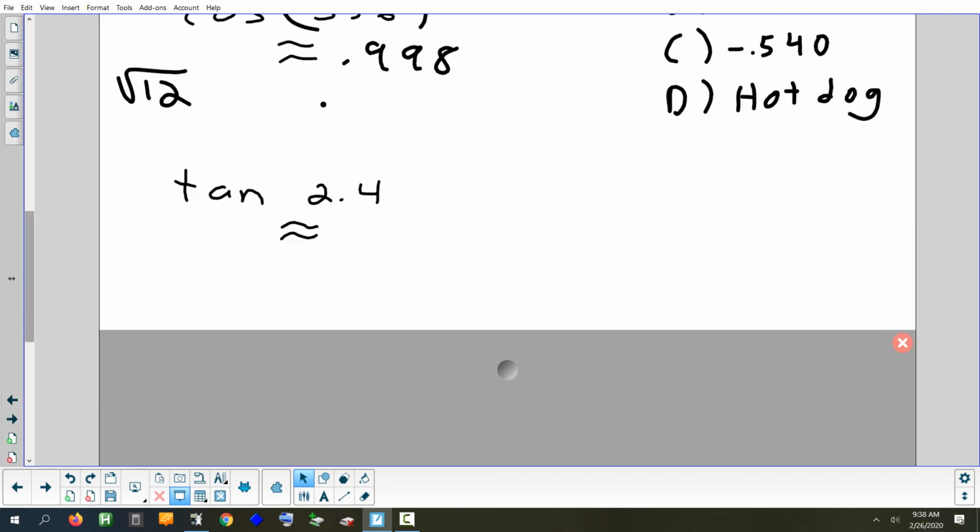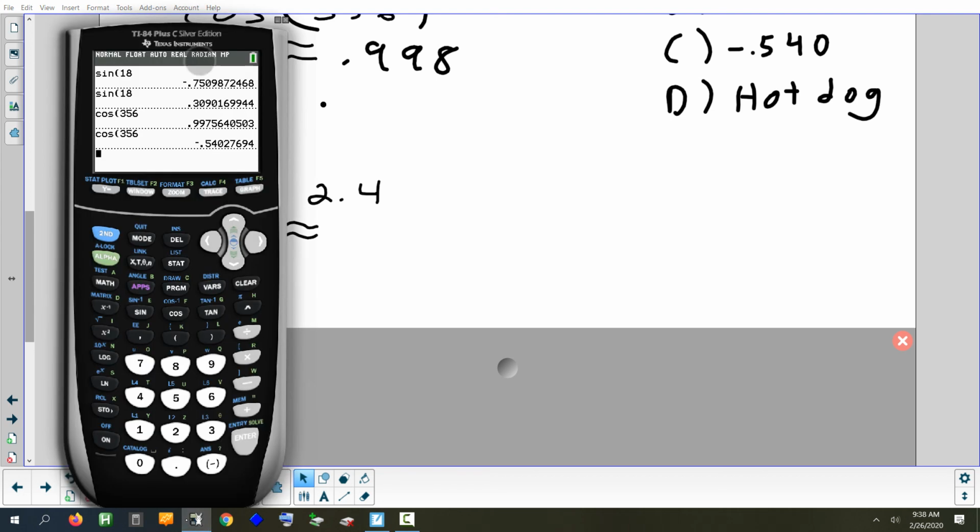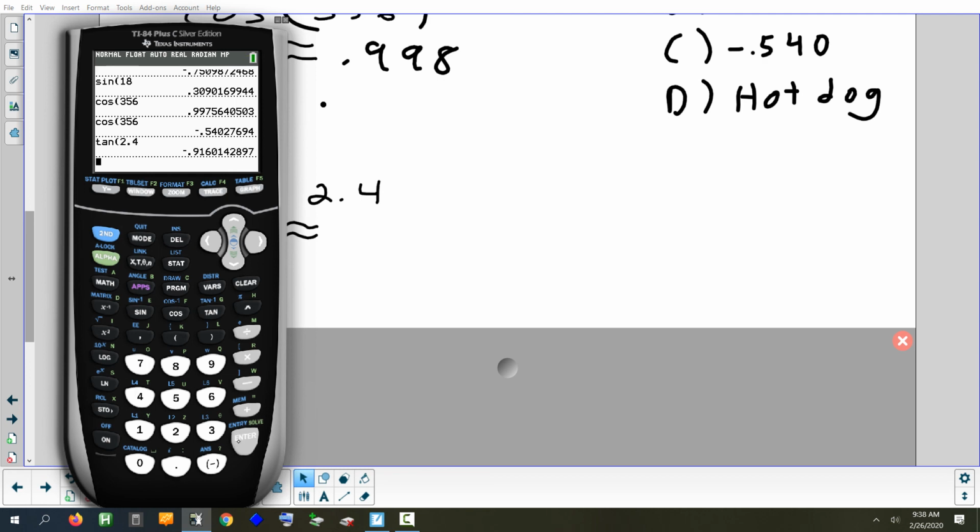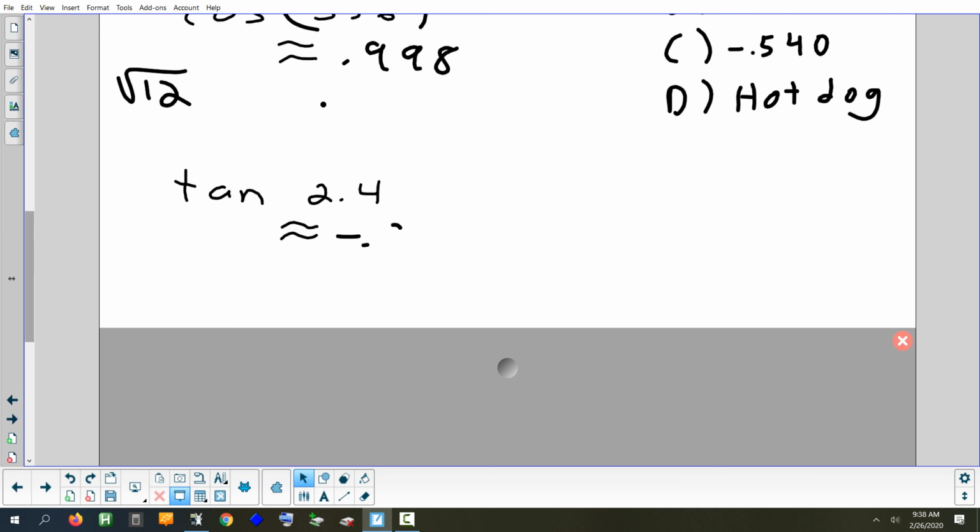Okay. Tangent. What would I have to do first on this problem if my calculator was set up for the last two? You'd have to change to radians. That's the tangent of 2.4 radians. So make sure your calculator's in radians. Type tangent 2.4, and you should get negative 0.916.